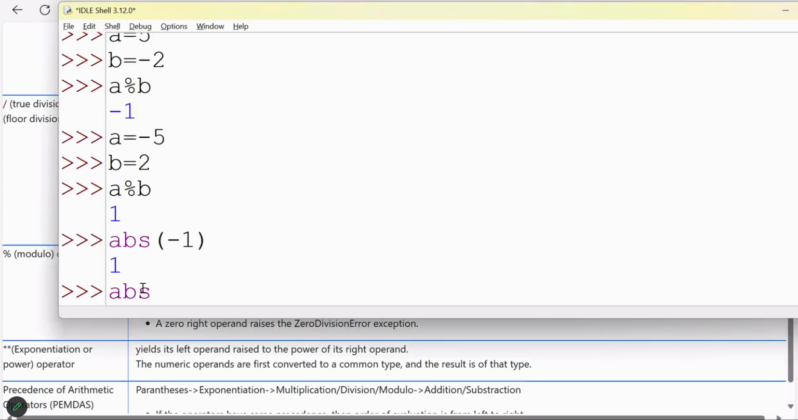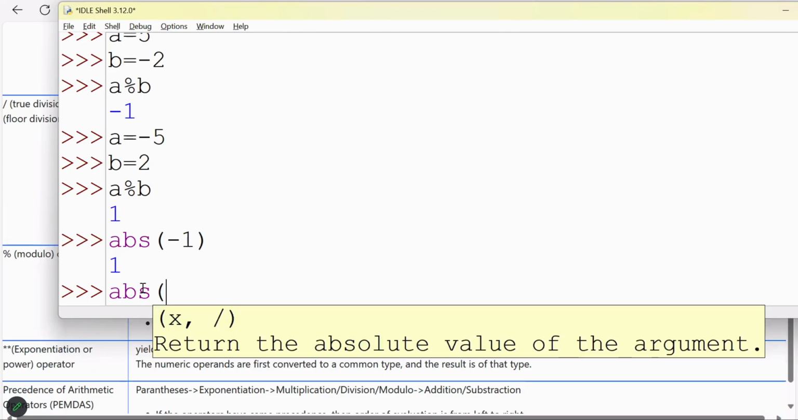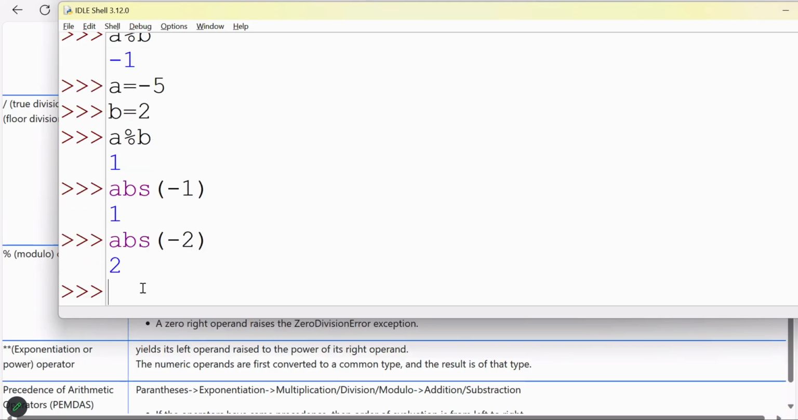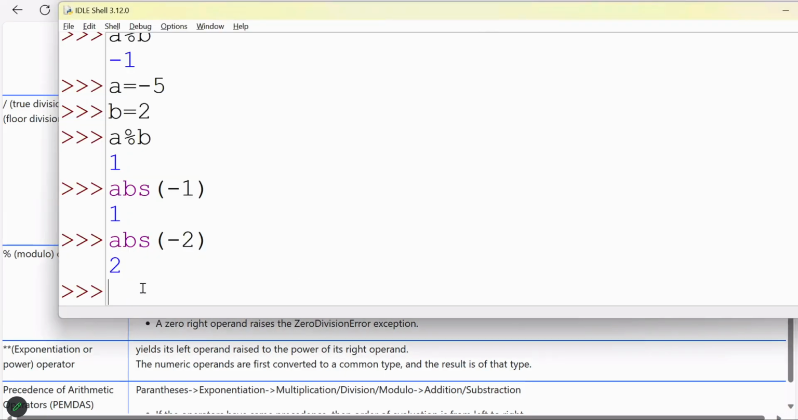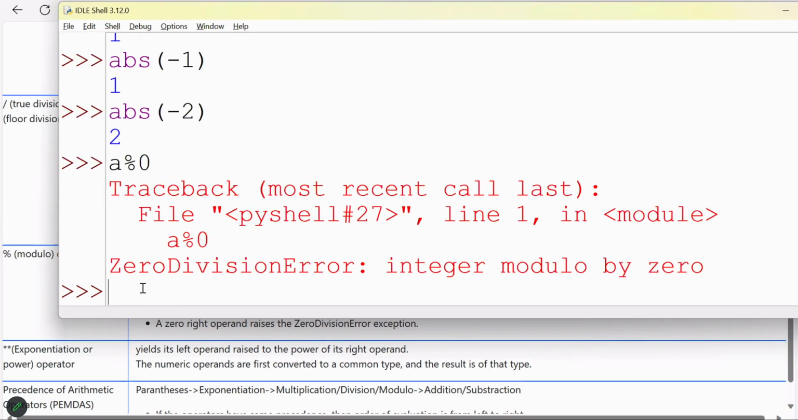But what is the second operand? The second operand in our case, let us take 2, minus 2. So the final result will always be less than the second operand. And any zero right operand will raise a zero division error. Same problem.